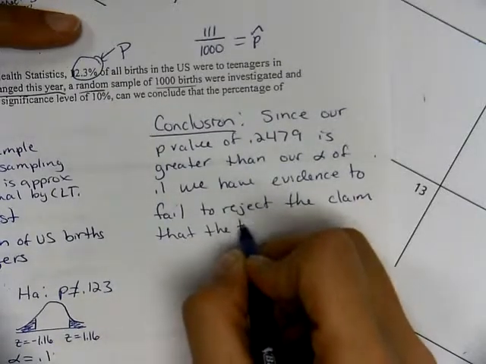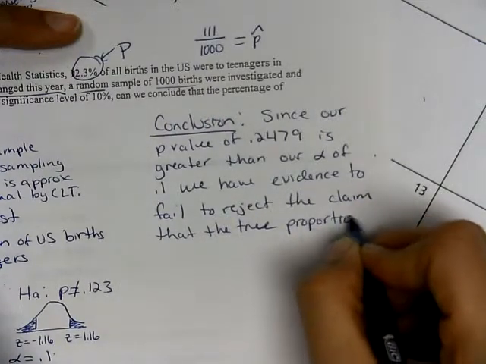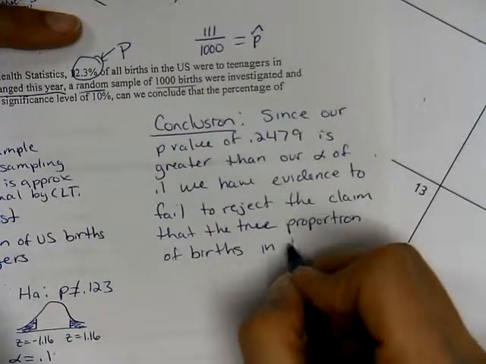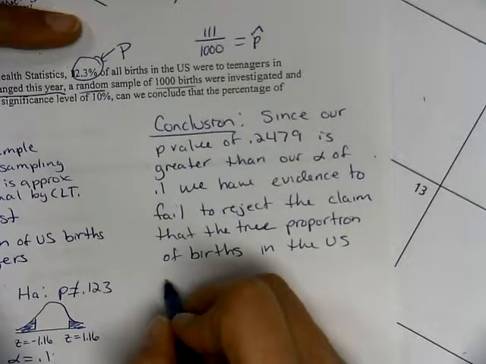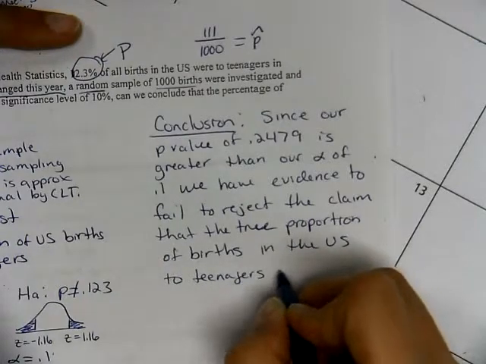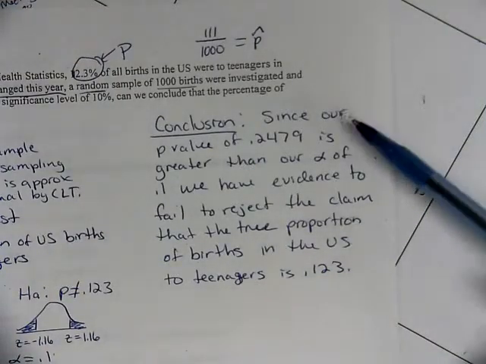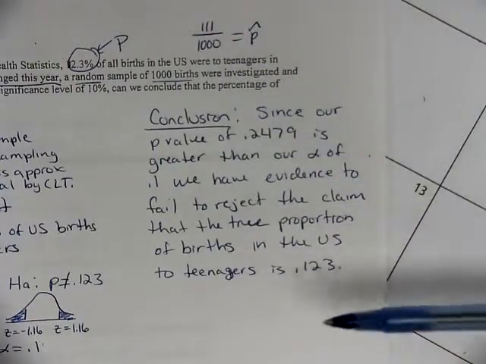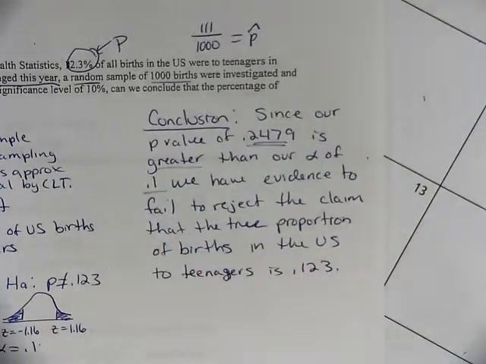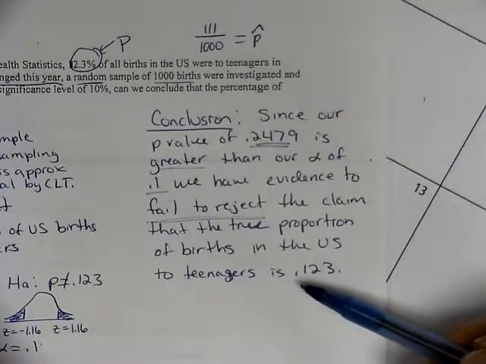that the true proportion of births in the U.S. to teenagers is 0.123. Now, you can write that much nicer than I can, but all I'm looking for is the p-value. Is it greater than or less than your alpha, and then what's your conclusion? Then this, again, comes from condition 4.